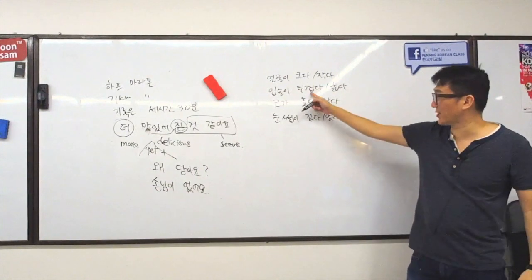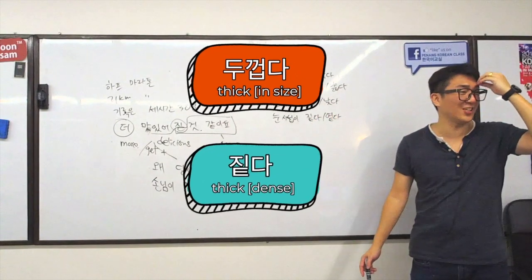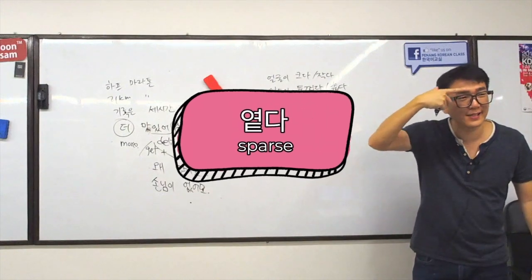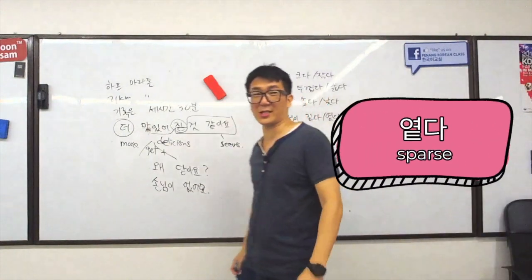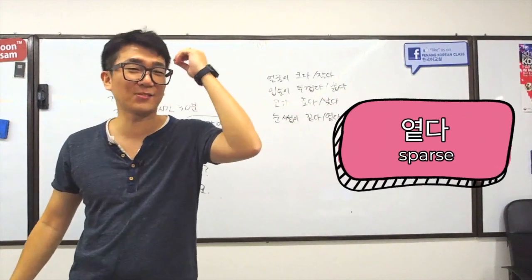So this is also thick, but it's a different kind of thick. 짙다 means the density is high. 눈썹이 옅다 means you cannot really see it. Not to say there's none, but it is there, and the color, the density, is very low.